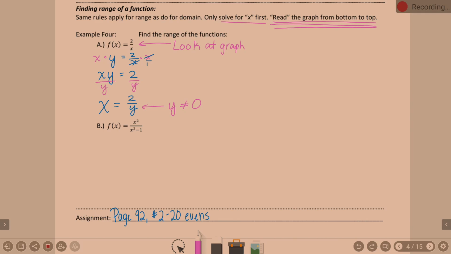So how am I going to write it? We're going to unionize, same thing we just proved. Basically 0 doesn't exist. You can have everything on either side. So negative infinity to 0, we don't touch 0 because it's a horizontal asymptote, union 0 to infinity. Boom. Okay, one more.